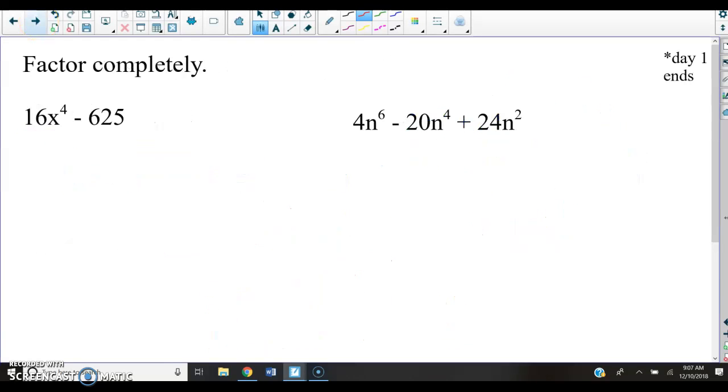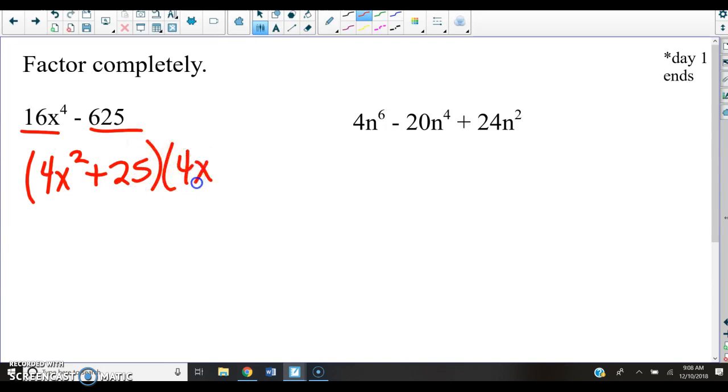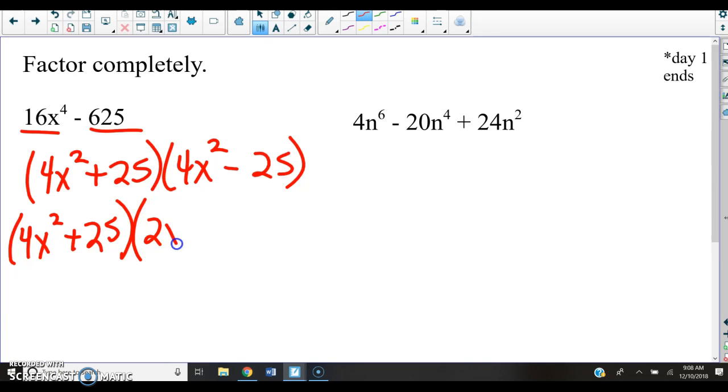Okay. When you are asked to factor completely, make sure to look at your factors. When I see this, this looks like a perfect square minus a perfect square. So I see 4x squared plus 25 and 4x squared minus 25. Well, a binomial with a plus does not factor more, but with the minus, it does. That would be 2x and 2x, plus 5 and minus 5.